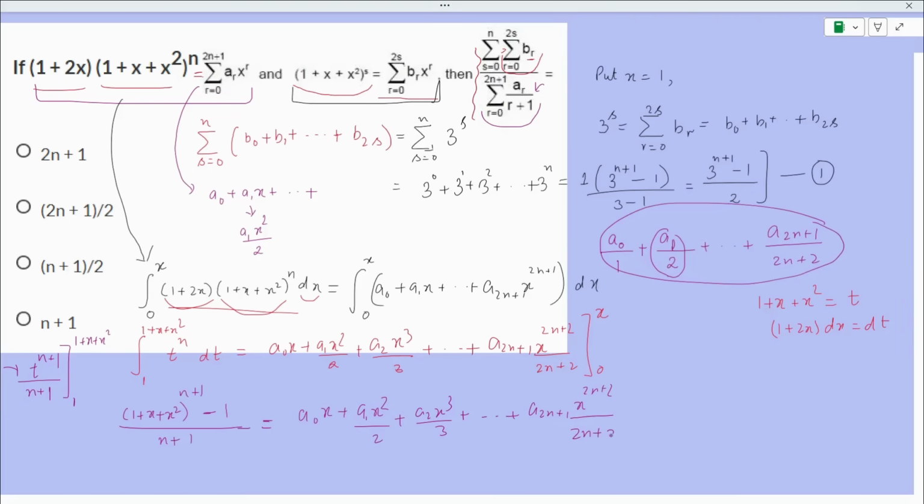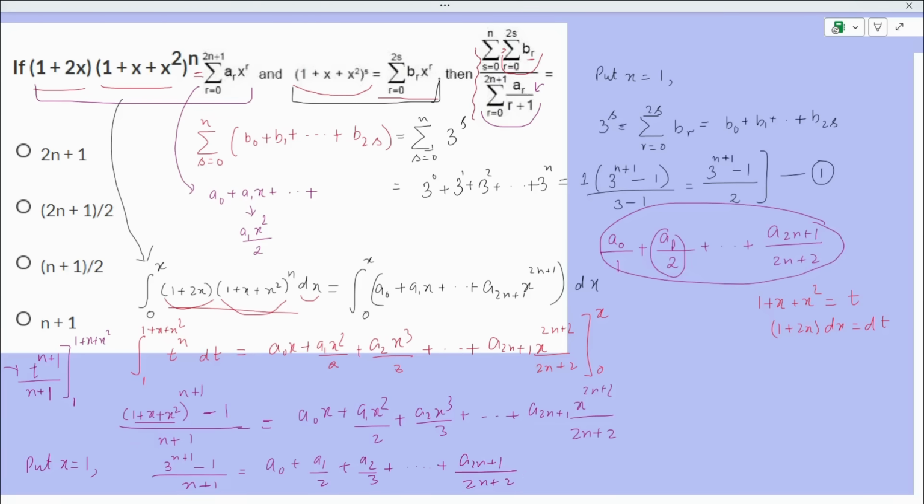Now, what's the last step? You understand, right? Just put x is 1. What do you get? This is 3. So you get (3 to the power n plus 1 minus 1) upon n plus 1. And what do you get here? All the x vanishes. You just get what you wanted: a2 by 3, and so on up to a2n plus 1 upon 2n plus 2.